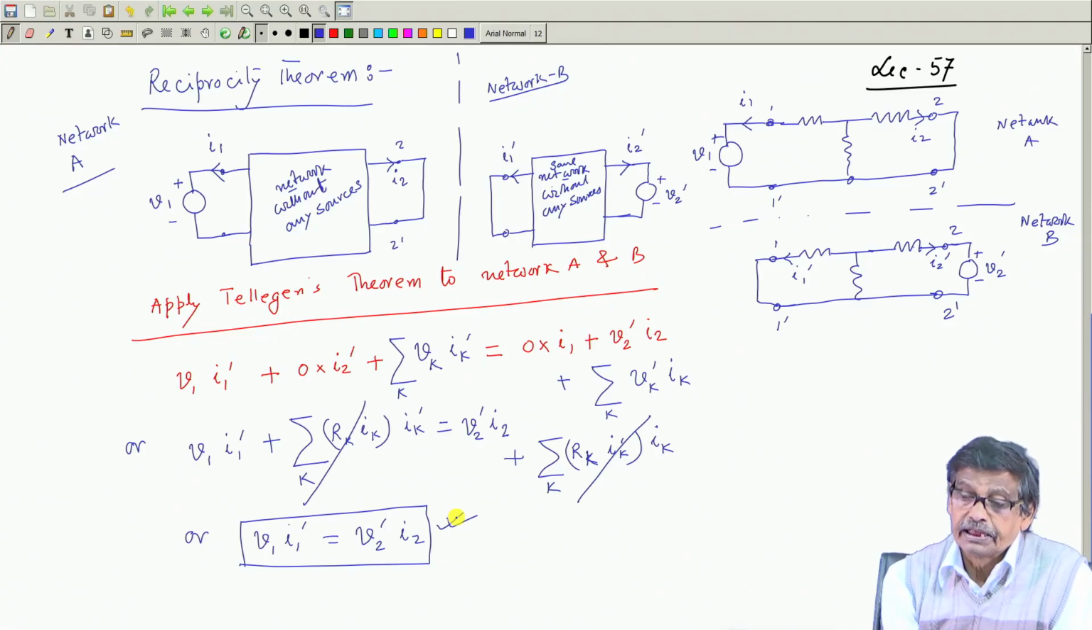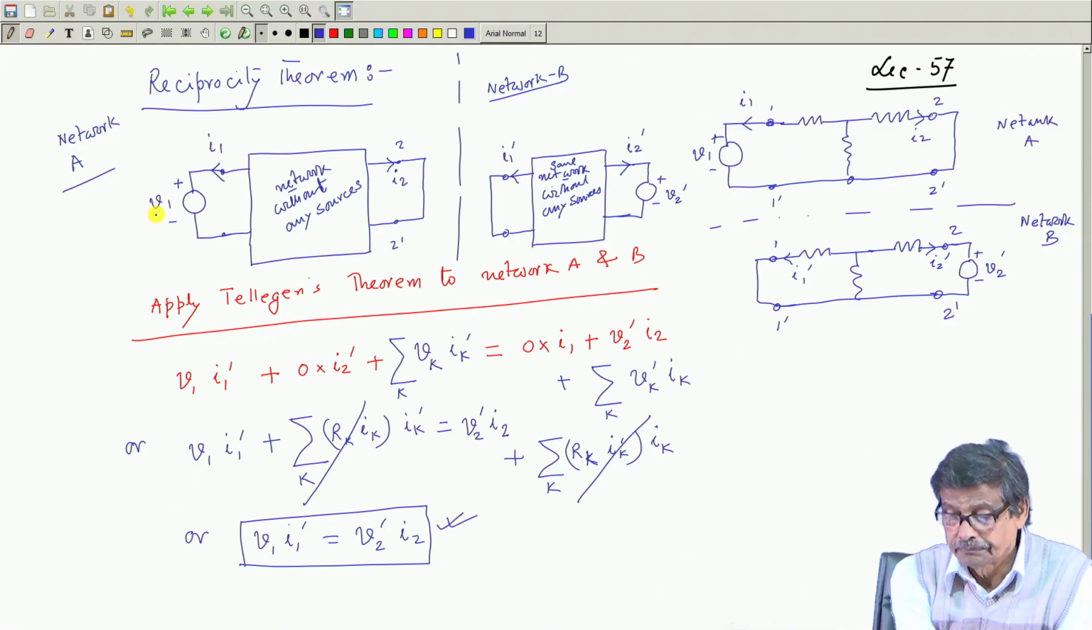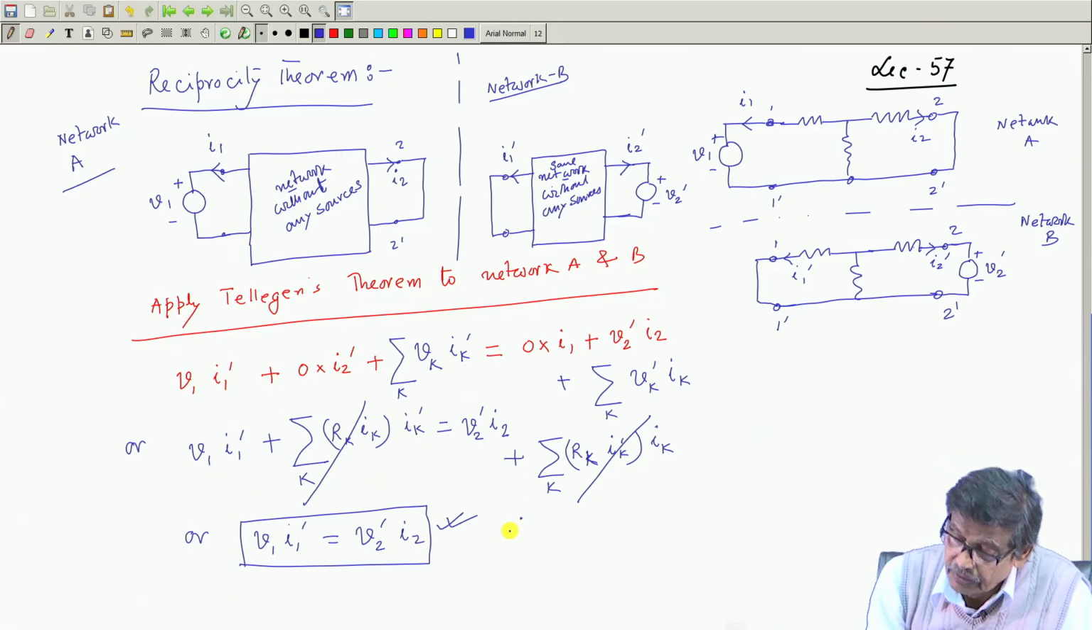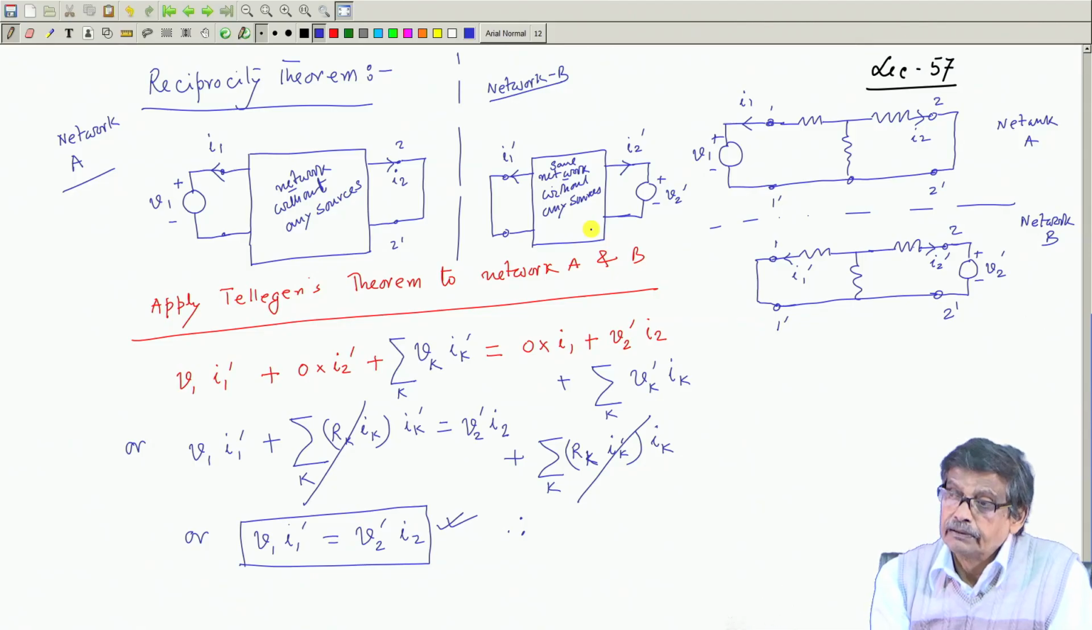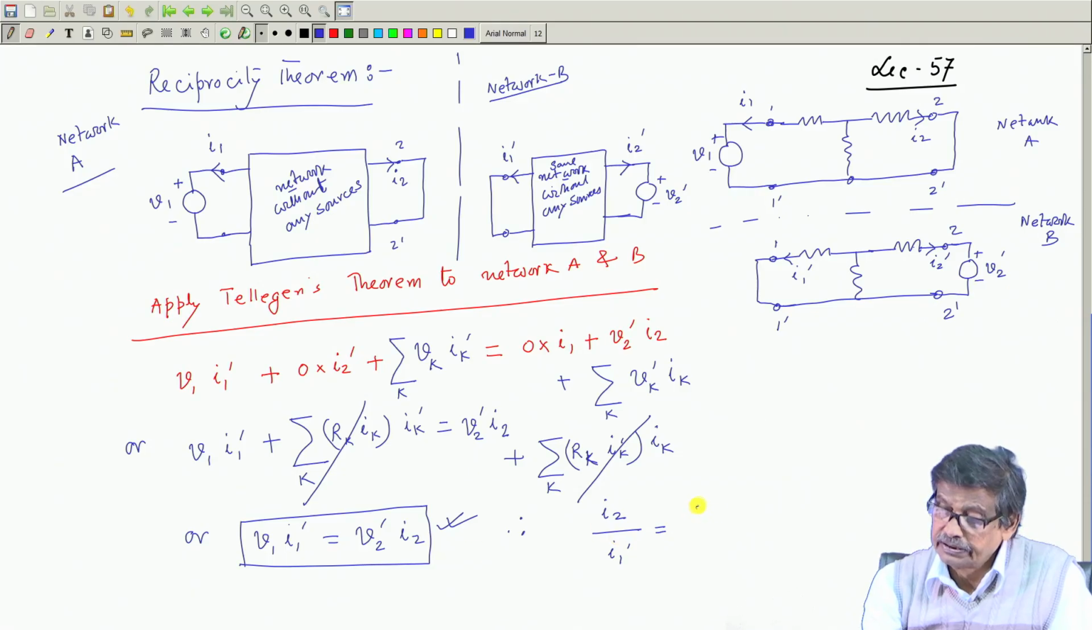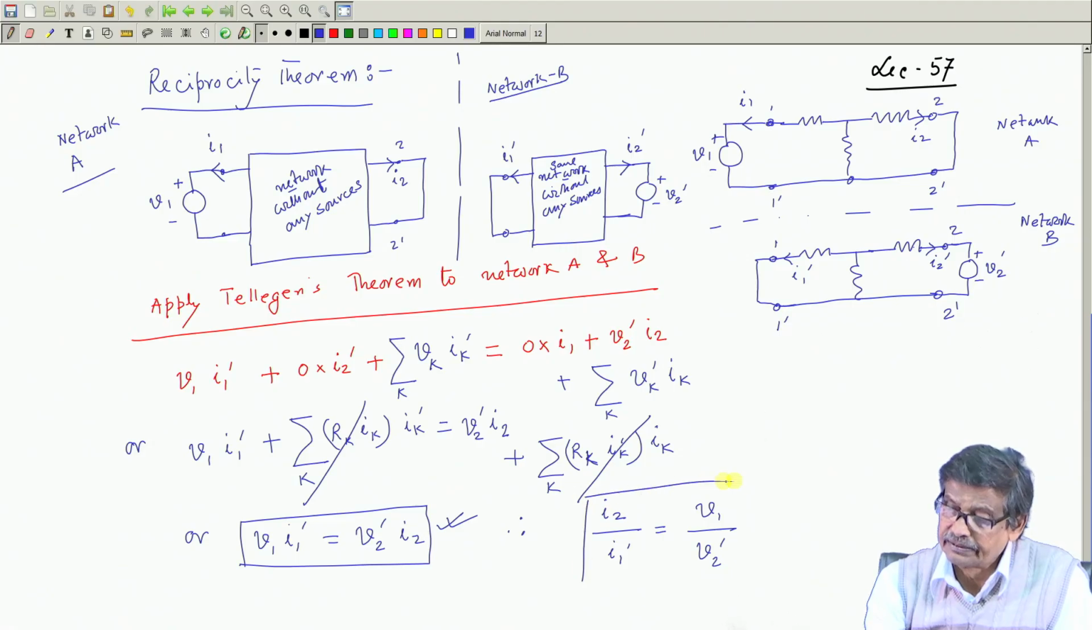which says that if you apply V 1 here, this is I 1 will be the current here and I 2 will be the current. So, what was my problem? To determine all things I have written correctly. So, V 1 I will say that I 2 by I 1 dashed is equal to V 1 by V 2 dashed. This way also I can write it.